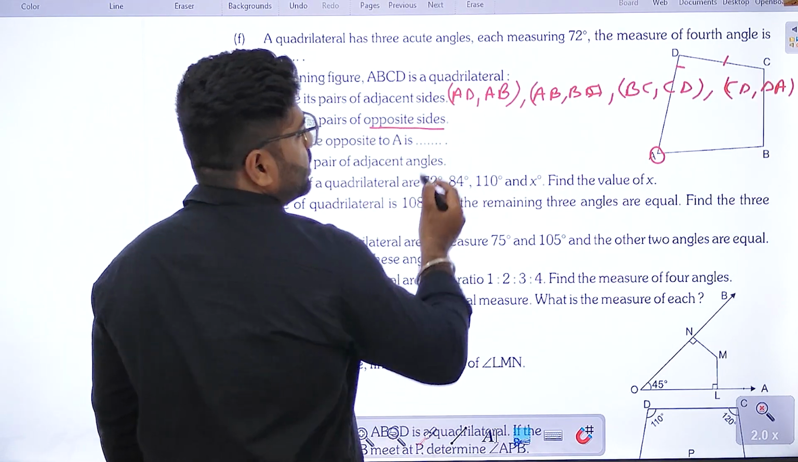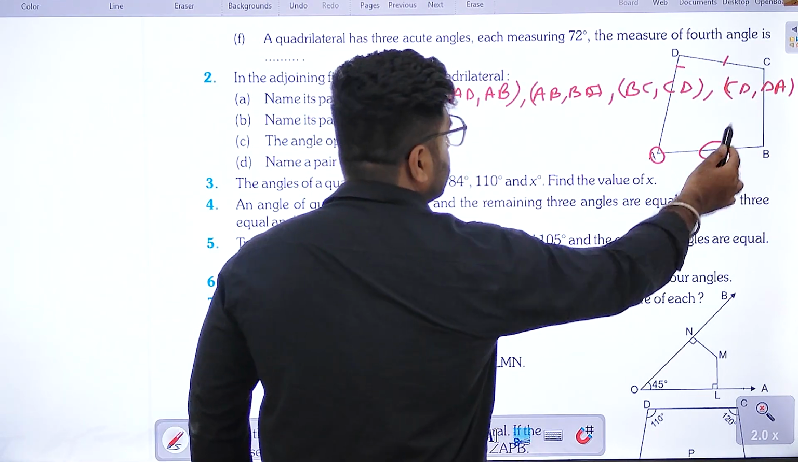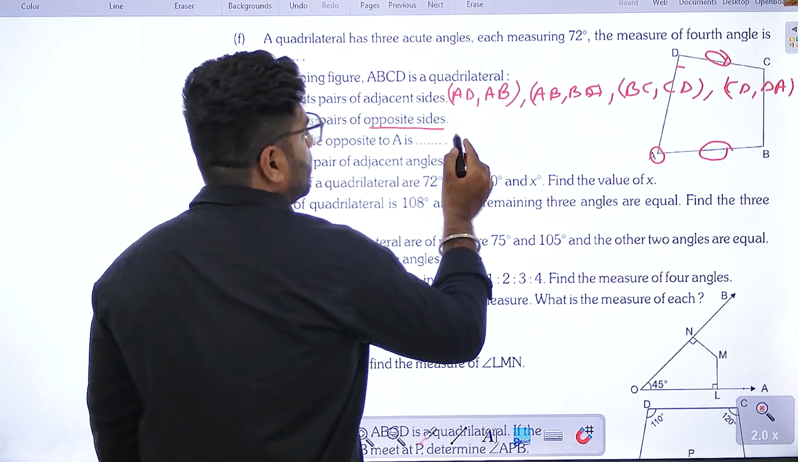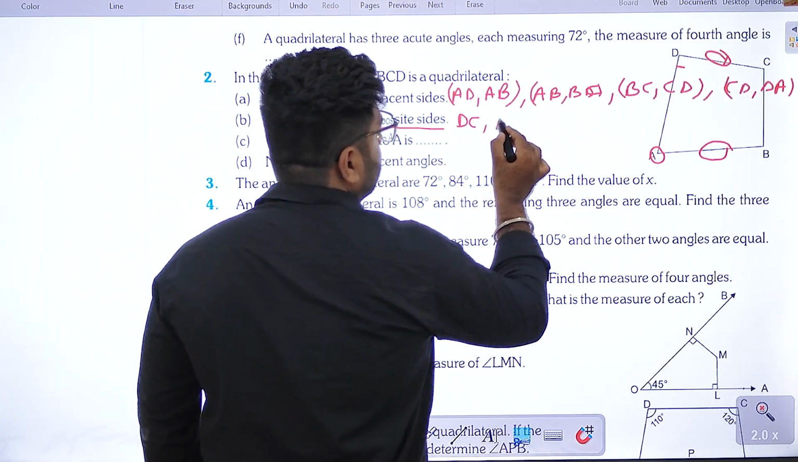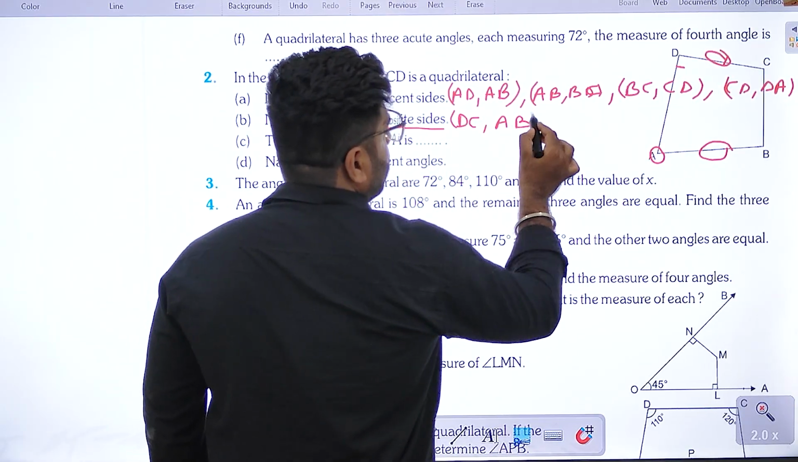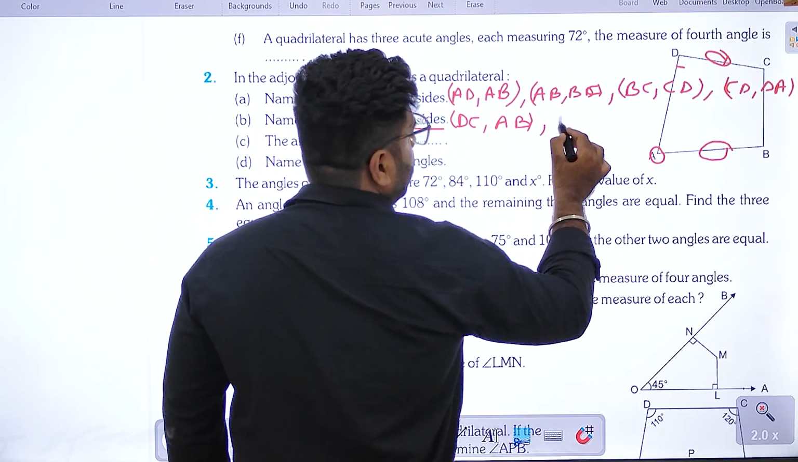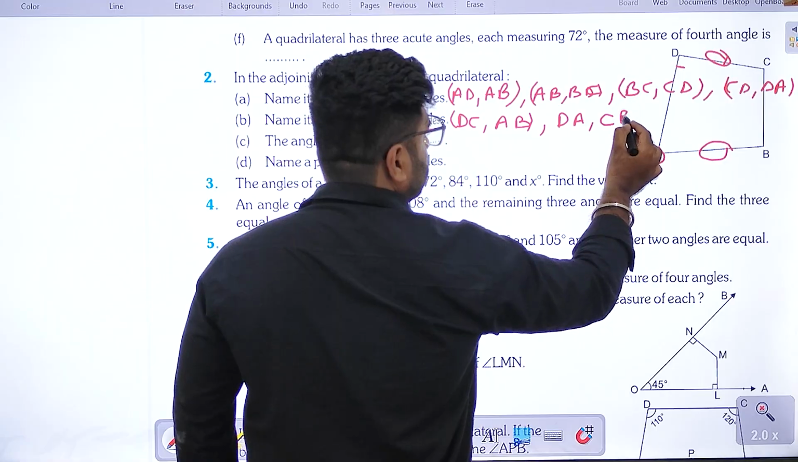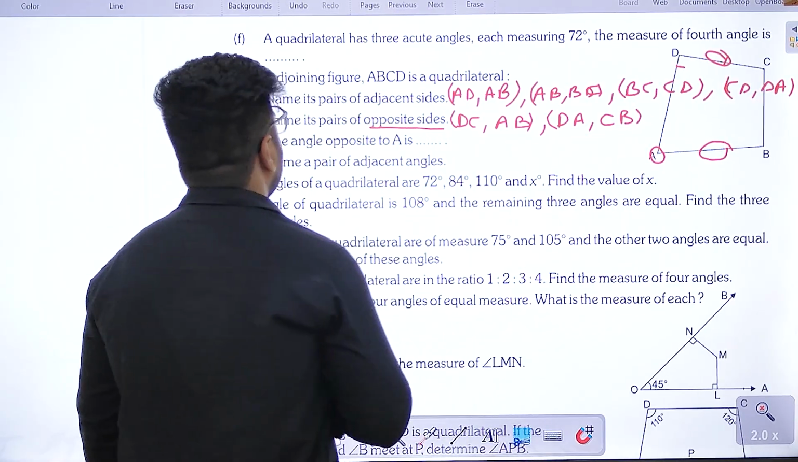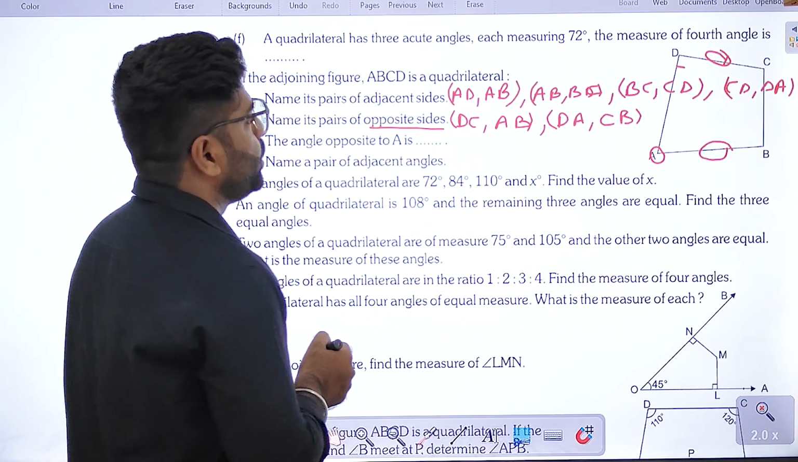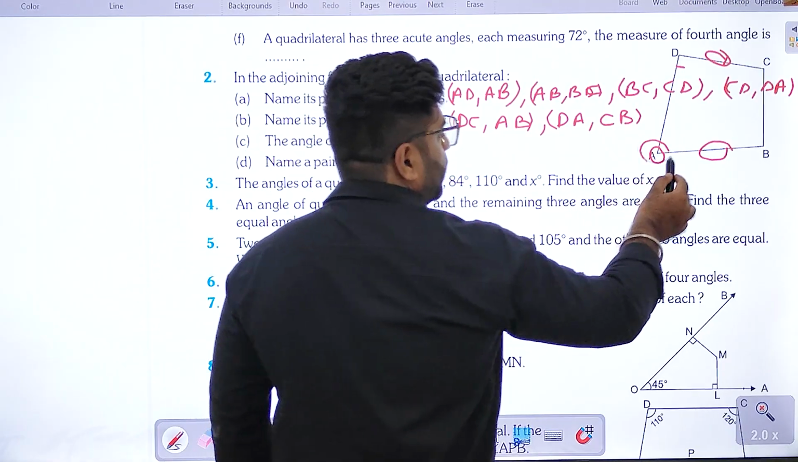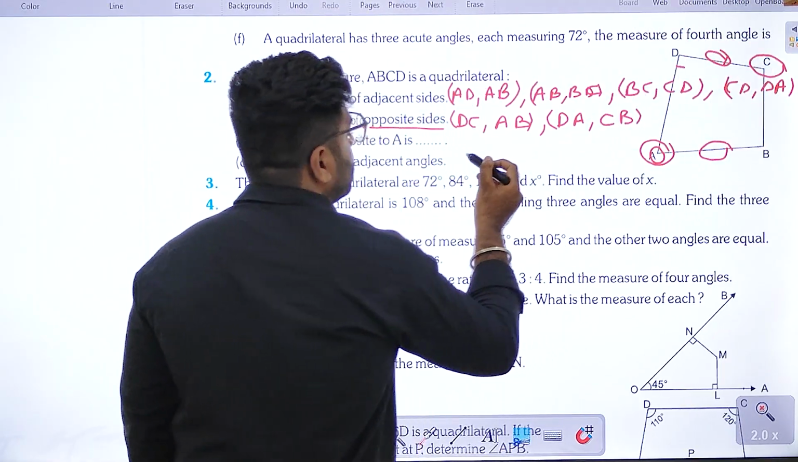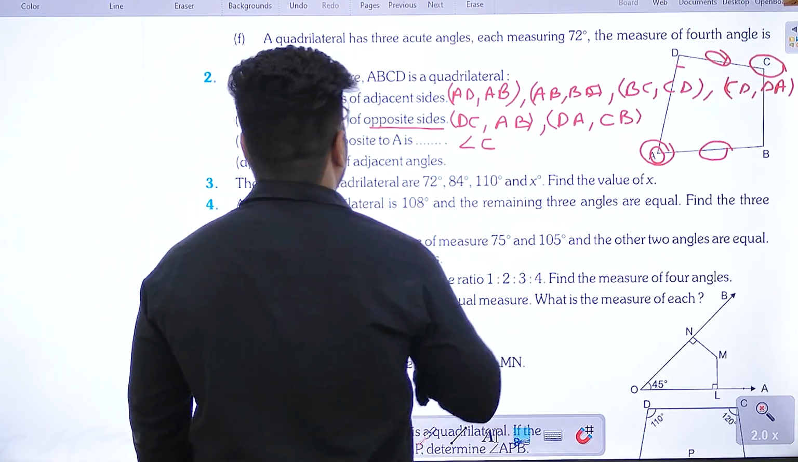Name the pairs of opposite sides. Okay, opposite sides are AB and DC, then DA and CB. Next is the angle opposite to A. The angle opposite to A is angle C. So we have angle C.